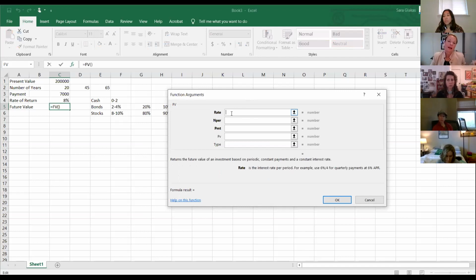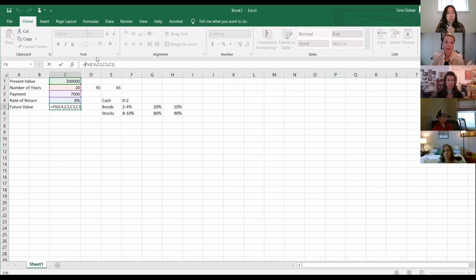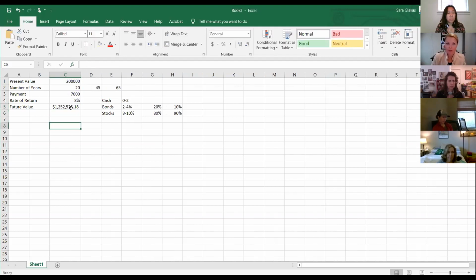Here our expected rate of return is 8%. Our number of periods, we're going to grow this money for 20 years. Caitlin's going to put $7,000 a year into her accounts, and she's starting with $200,000. So now we have enough information to solve for future value. According to time value of money, if all of these things hold true, that she grows it for 20 years, adds $7,000 per year, and gets an average of 8% per year in the stock market, by the time she's 65, she should end up with $1.25 million.